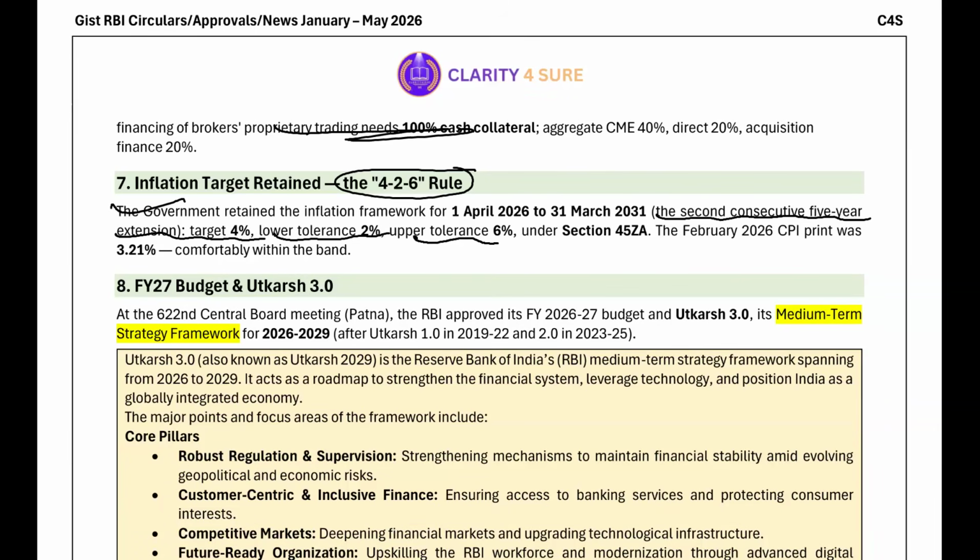Everyone knows. Under Section 45ZA, the February 2026 CPI print was 3.21, comfortably within the band. It is within the band. Within the band means 2 to 6%. What is CPI? Consumer Price Index. This is one of the methods by which we calculate inflation, right?